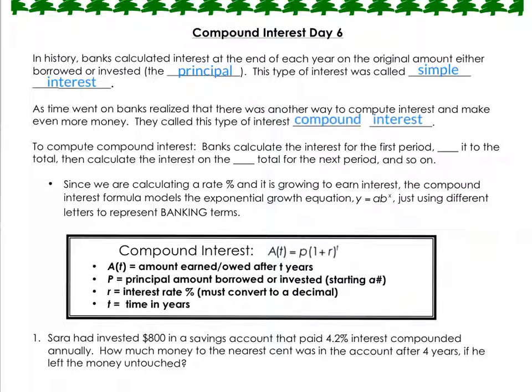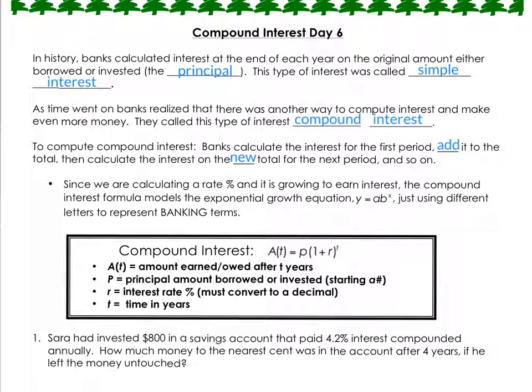So to compute the compounded interest, banks calculated the interest for the first period and then added it to the total, then calculated the interest on the new total for the next period and so on. Since we are calculating a rate percent and it's growing to earn interest, the compound interest formula models the exponential growth equation.